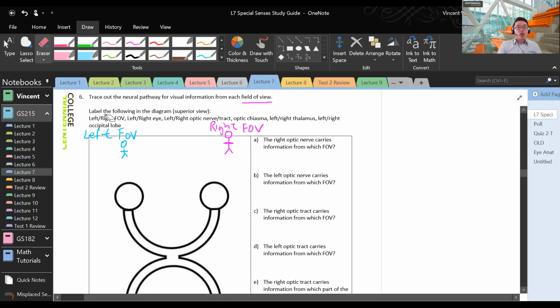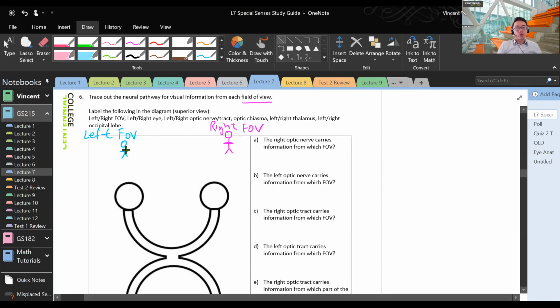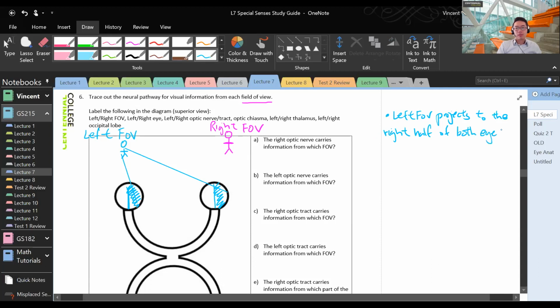So which half of the eyeball will the left field of view end up projecting on? Well, light travels in a straight line. So if it enters the eyeball, the left field of view will actually end up stimulating the right half of the eyeball. So we're going to put here: left FOV projects to the right half of both eyeballs, both eyes.